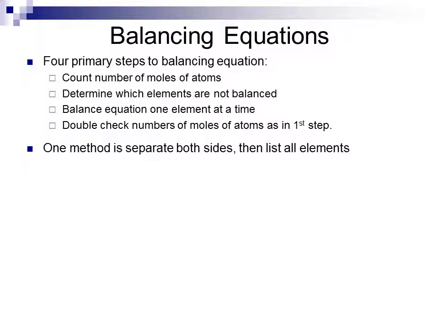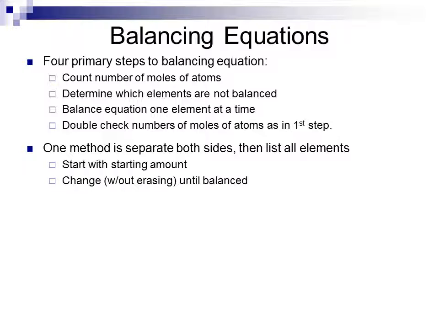Now, one of the easiest methods to do this is to separate both sides and then list out all the elements. So for this, we'll start with the starting amount based upon the coefficients we begin with, which would normally be 1 if it's unbalanced. And then we will change the coefficients and change the number of atoms of each element. You should do this without erasing so you can keep track of the changes you make until the reaction is balanced.